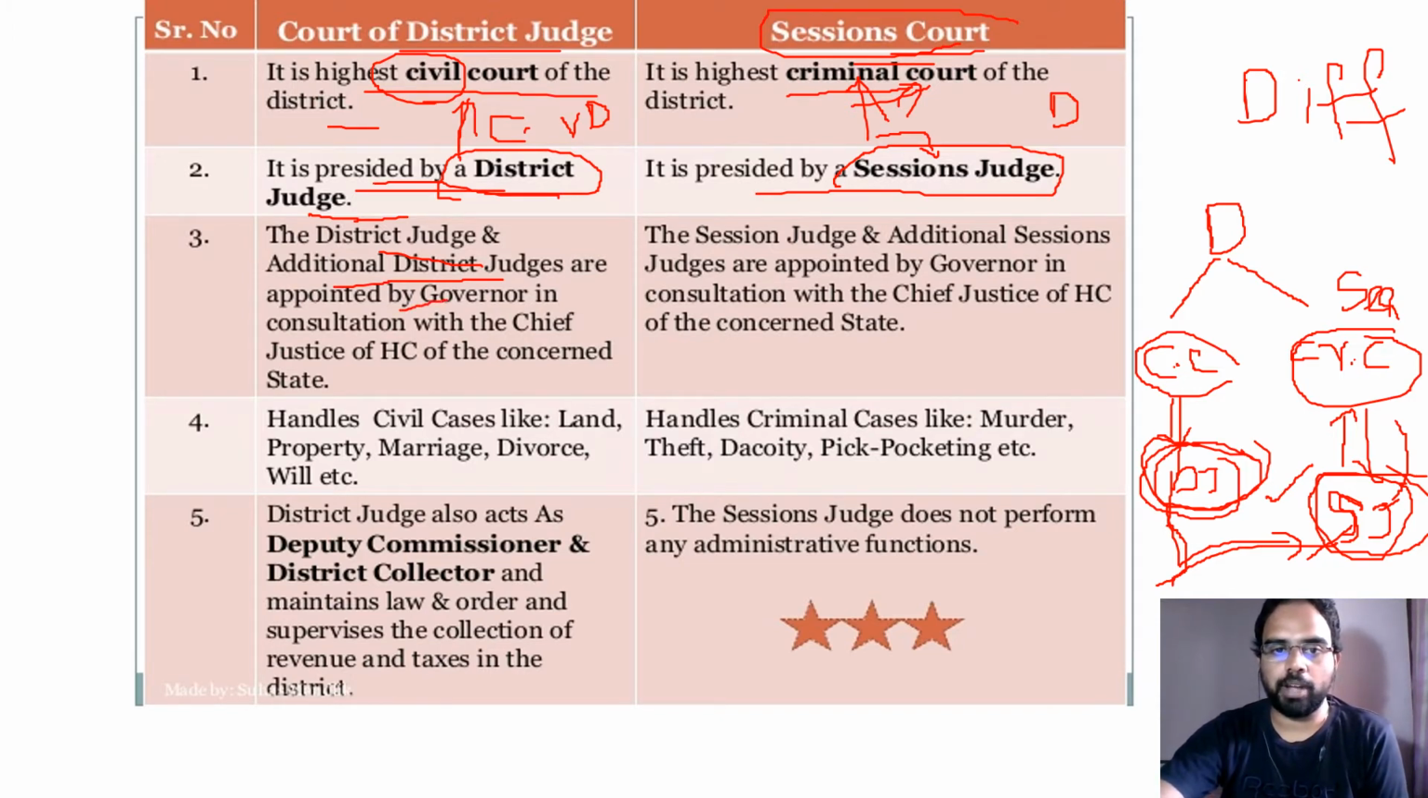They are appointed by the governor in consultation with the Chief Justice of the High Court of the state. So in the appointment of the district judge, the governor and the Chief Justice of that particular state's High Court will be involved. And sessions judge and additional sessions judge are also appointed by the governor, in consultation with the Chief Justice of the High Court of the concerned state.